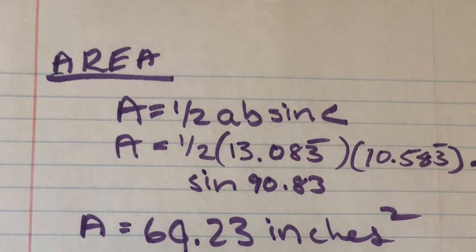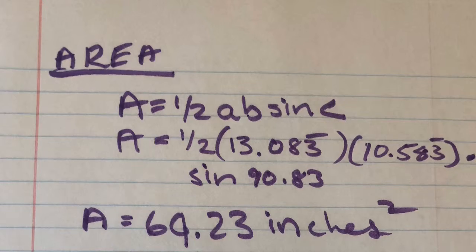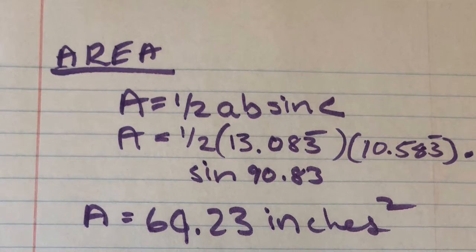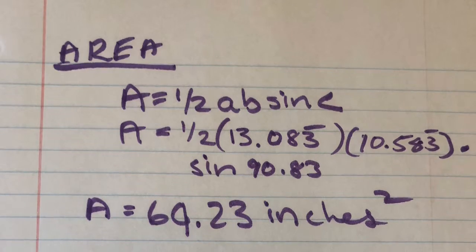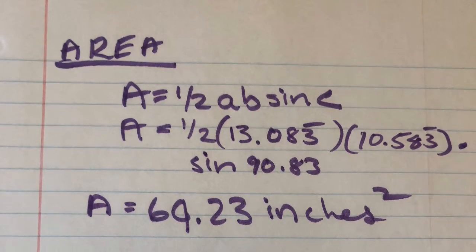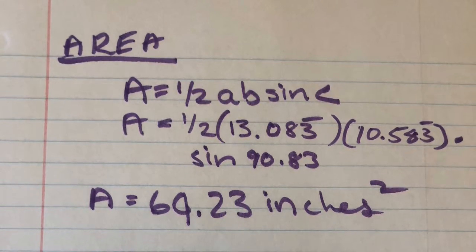To find the area of a triangle, you take 1/2 times side A times side B times the sine of angle C, or angle gamma. After plugging these numbers in, you'd get 69.23 inches squared.